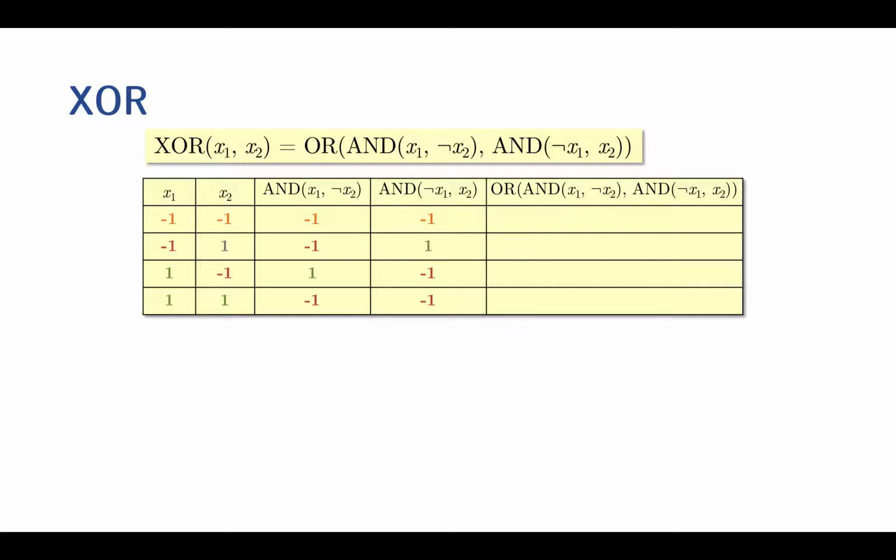Now I can also do AND of not x1 and x2. In that case, this is a 1 because this becomes a 1, so 1 and a 1 is a 1, and all the others are minus 1. So that's AND of not x1 and x2.